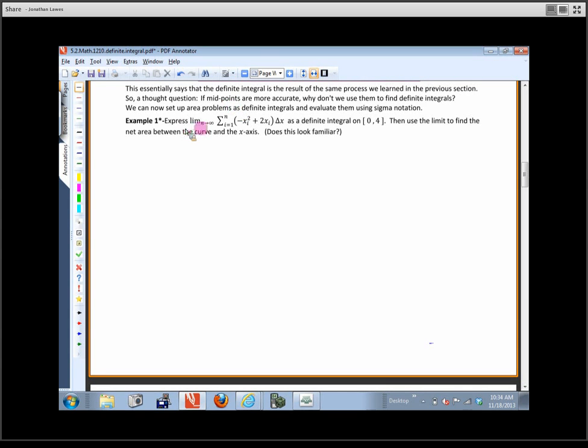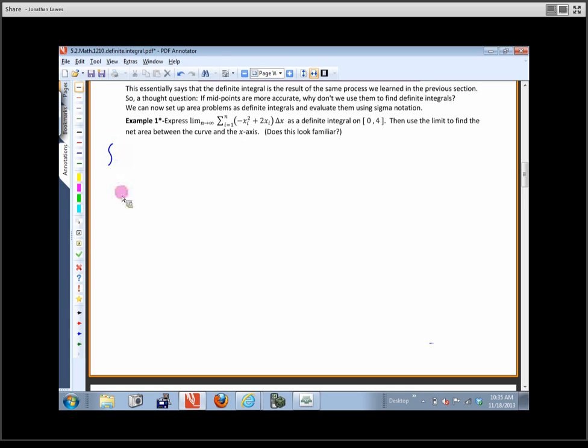So it says, express the limit as n goes to infinity of the sum from 1 to n of negative x sub i squared plus 2 times x sub i delta x as a definite integral on the interval from 0 to 4. Then use the limit to find the net area between the curve and the x-axis. Does this look familiar? So, it's the one we did at the beginning, right? That's the function. So let's write it as an integral first.